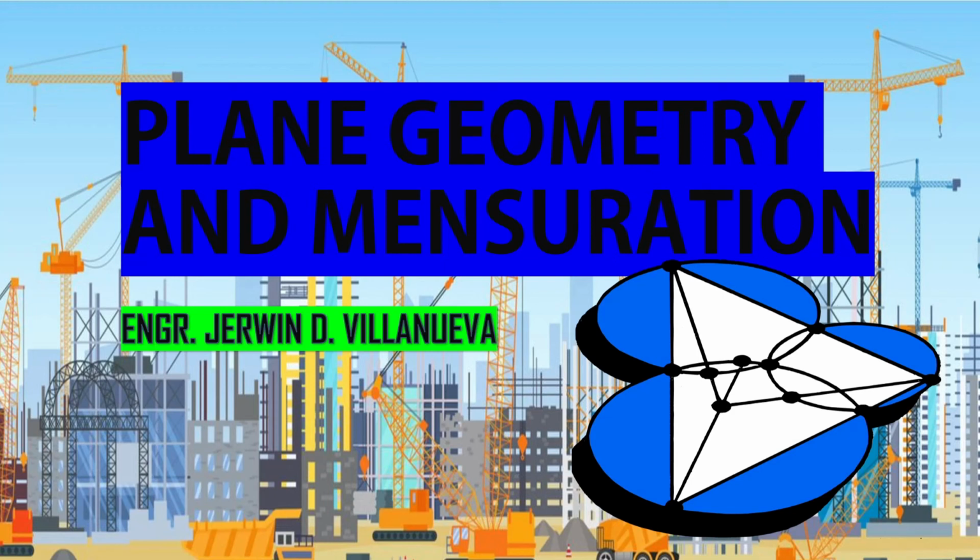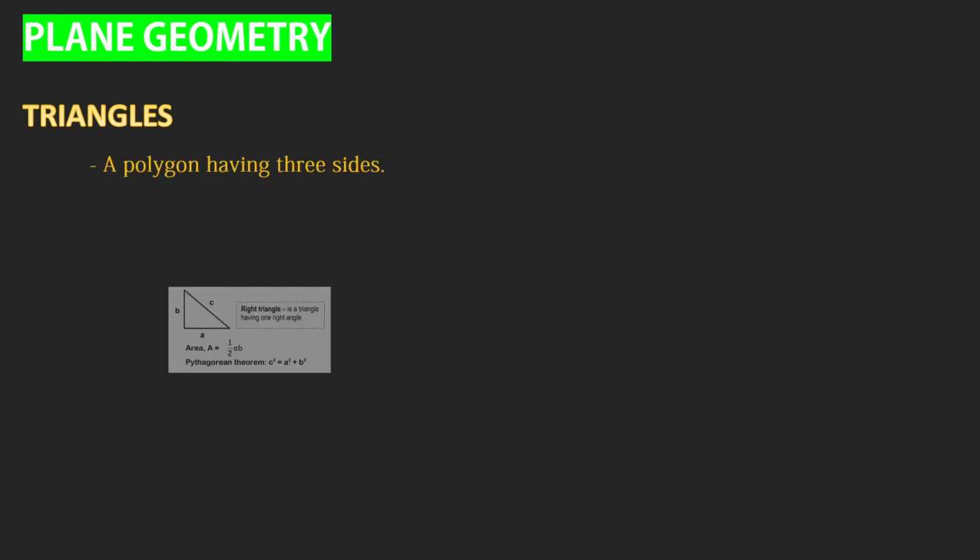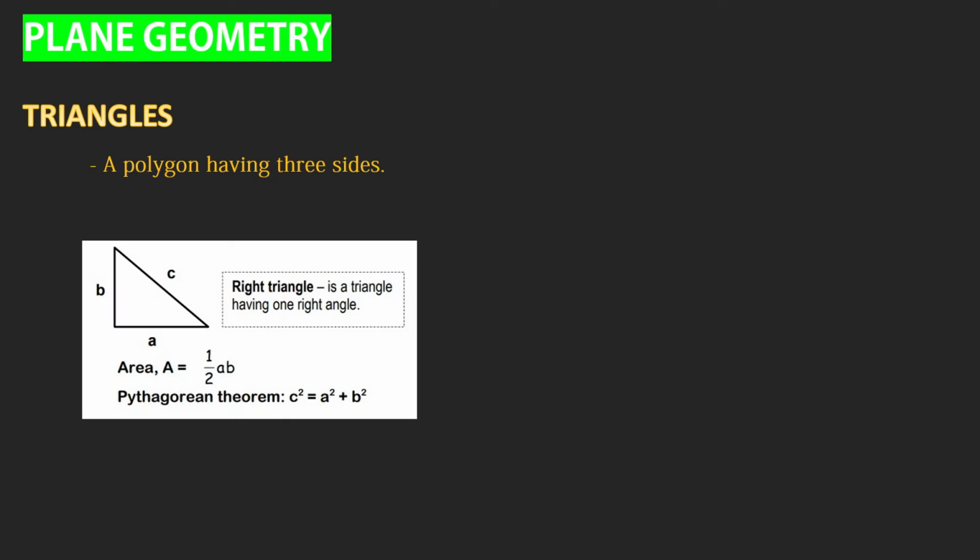Hello guys, good day. For today's video, our topic is plane geometry. In plane geometry, we have triangles, a polygon having three sides. Among triangles, we have the right triangle, which is a triangle having one right angle, so 90 degrees ang isa niyang angle. The formula of the triangle area is equal to 1/2 base times height.